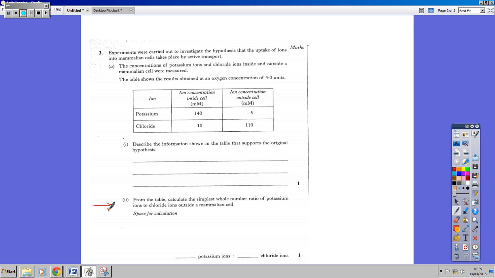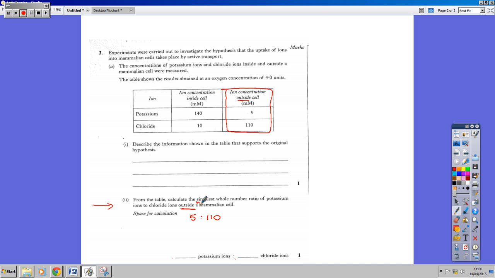It says, from the table, calculate the simplest whole number ratio of potassium ions to chloride ions outside the mammalian cell. The first thing we need to take into account is the ions outside the cell, which is this information here. We've got two figures: ion concentration outside the cell for potassium is 5 and for chloride is 110. We're looking for the potassium ions on the left and the chloride ions on the right, so 5 and 110.